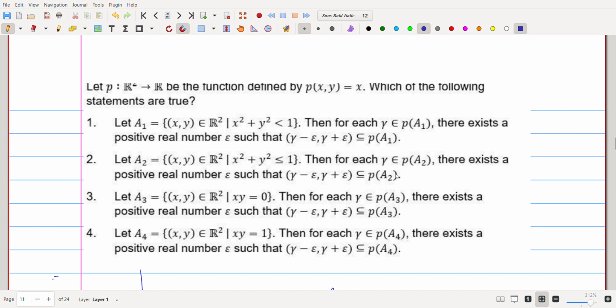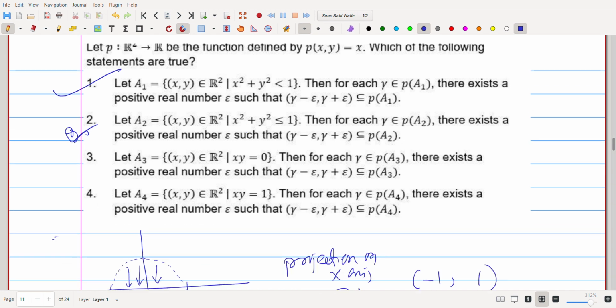For each condition, it is saying that P of A1 is open, P of A2 is open, P of A3 is open, P of A4 is open or not. That, right? That is the question. So clearly (-1, 1) is an open set. So P of A1 is open. Sorry, this one is correct.